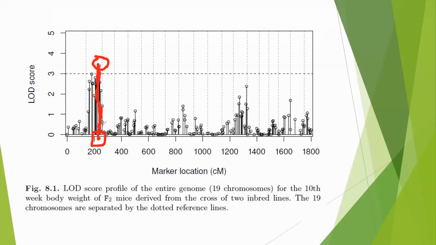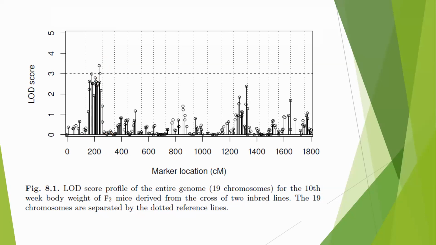And we believe by doing this genome scanning, we identify the genes in this region that are likely contributing to the variability of the phenotype of interest. So this is the Manhattan plot.